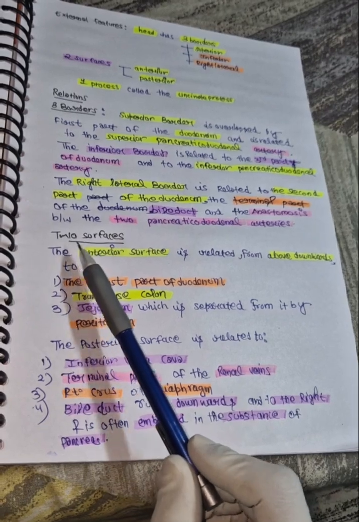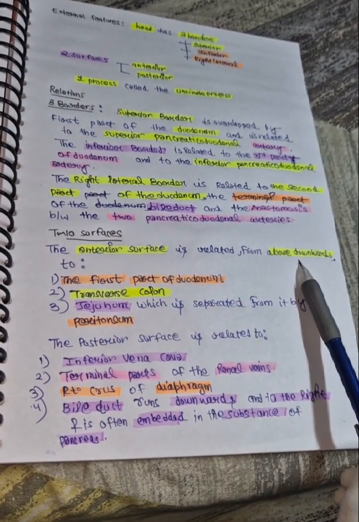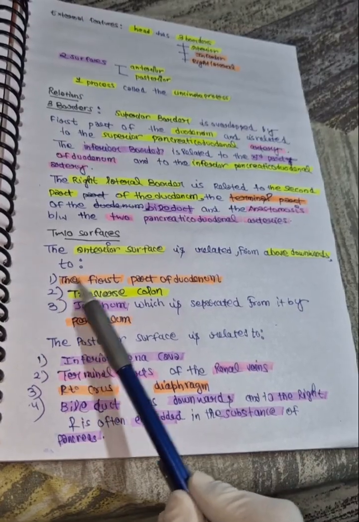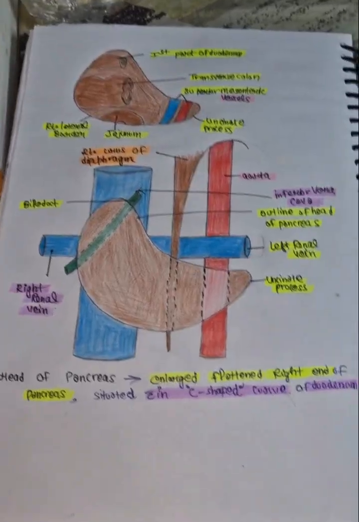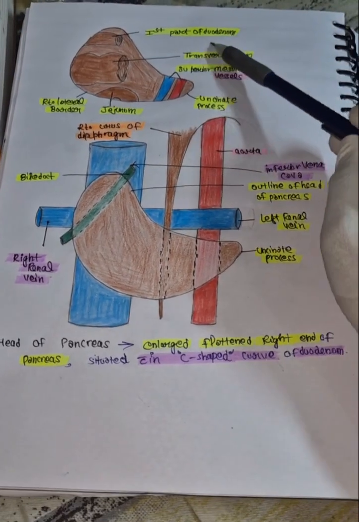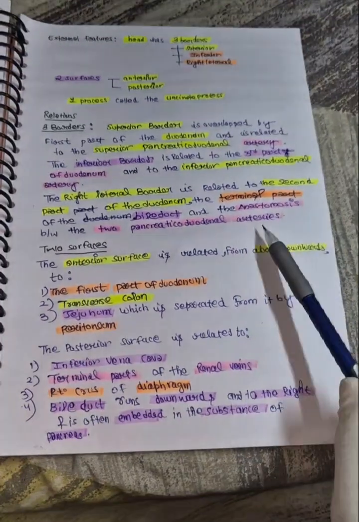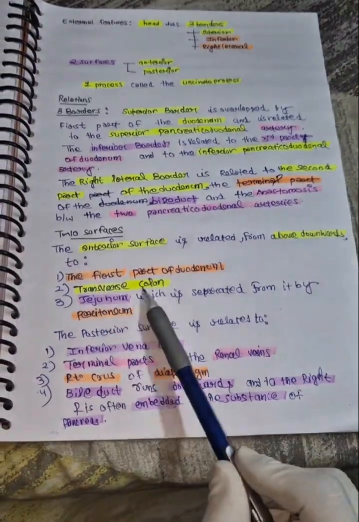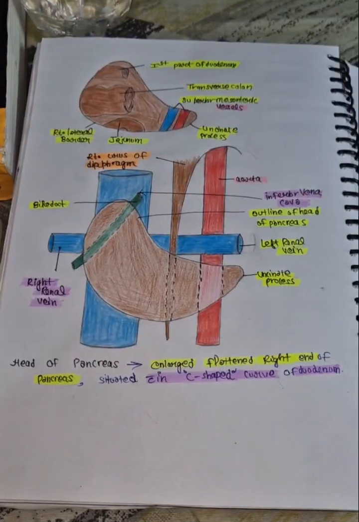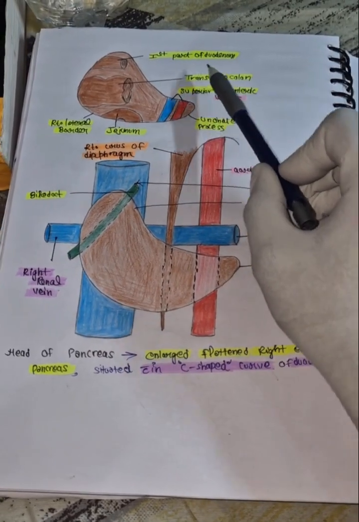Now we come to the surfaces. So it has two surfaces. The anterior surface is related from above downward to the first part of the duodenum. With the help of this diagram, this is the first part of the duodenum, as we can see. So from above downwards to the transverse colon. In this diagram, we can see this is the transverse colon.